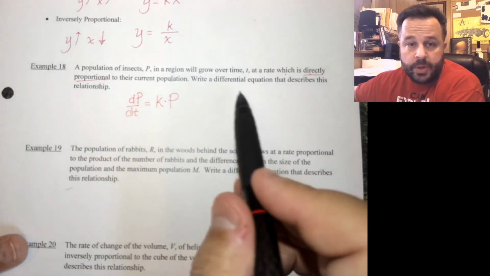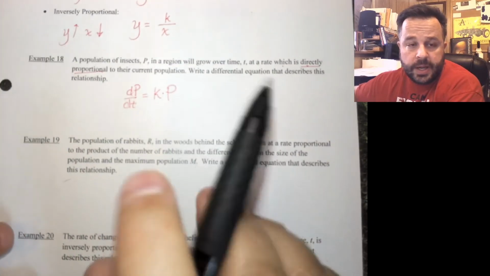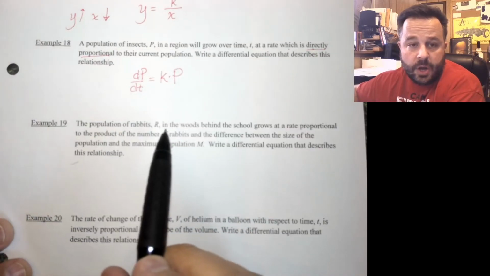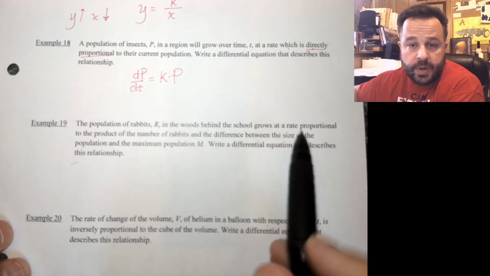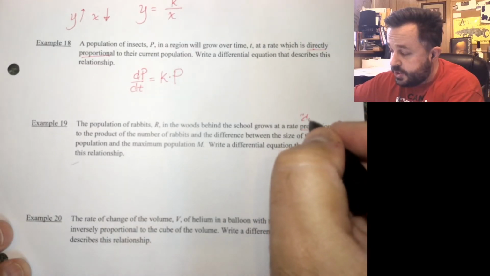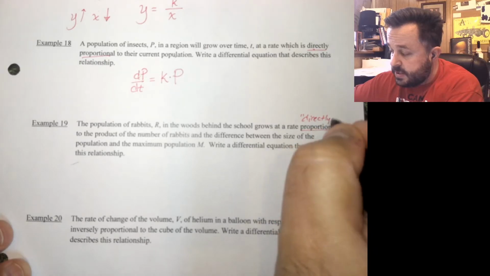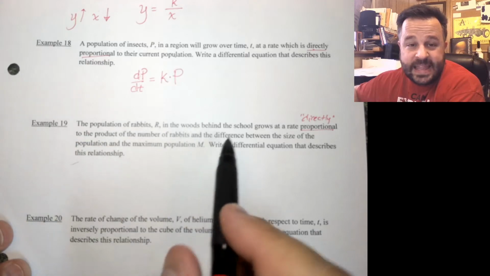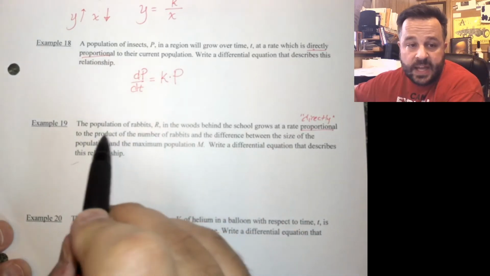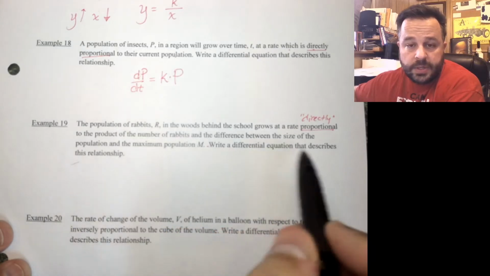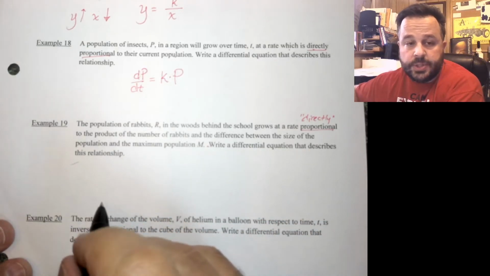Okay, and we only have to write the differential equation. We're not asked to solve it here. Example 19. The population of rabbits R in the woods behind the school grows at a rate proportional, and it's understood when they say just proportional that it is direct, so directly proportional to the product of the number of rabbits and the difference between the size of the population and the maximum population M. Write a differential equation that describes this relationship.